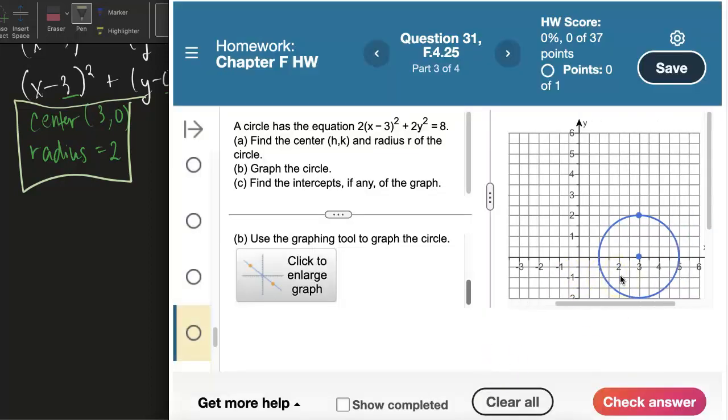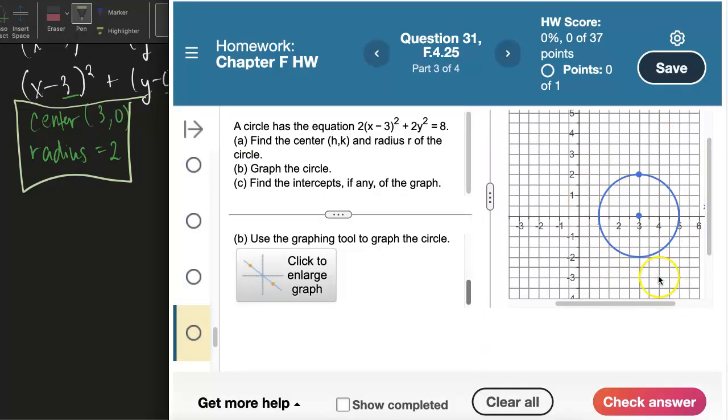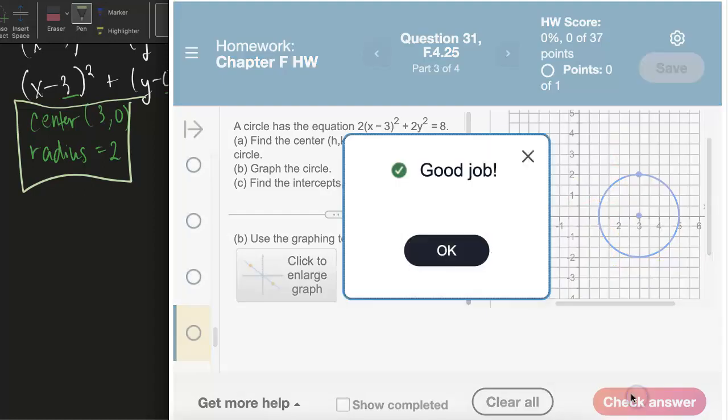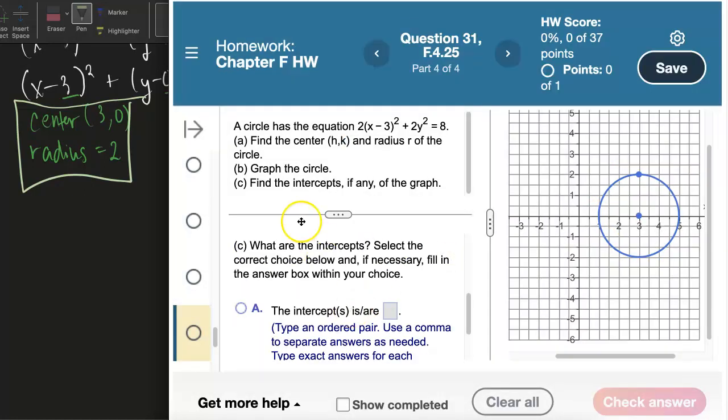And at that point, I now have the circle graphed over here on the side, and we can check that answer. The last part of this problem asks what are the intercepts, and we can use our graph to help us determine this. So we see 2 x-intercepts and no y-intercepts, the x-intercepts being at 1 and at 5, it appears.